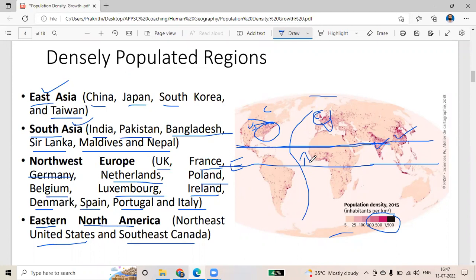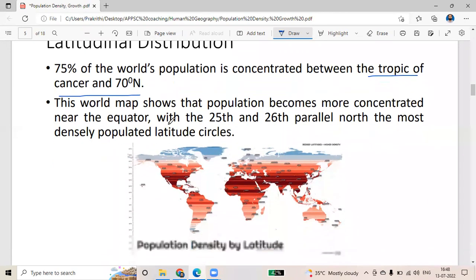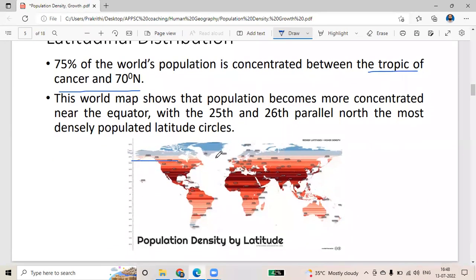And where else? Near to equator and near to the Tropic of Cancer. In these places population is more distributed. So if we say 75% of the world population is concentrated between Tropic of Cancer and 70 degree north. 70 degree north above and Tropic of Cancer, in this area you can see the distribution.